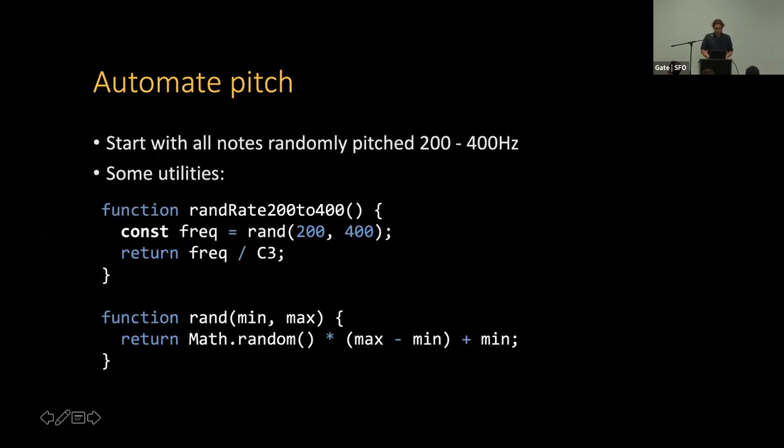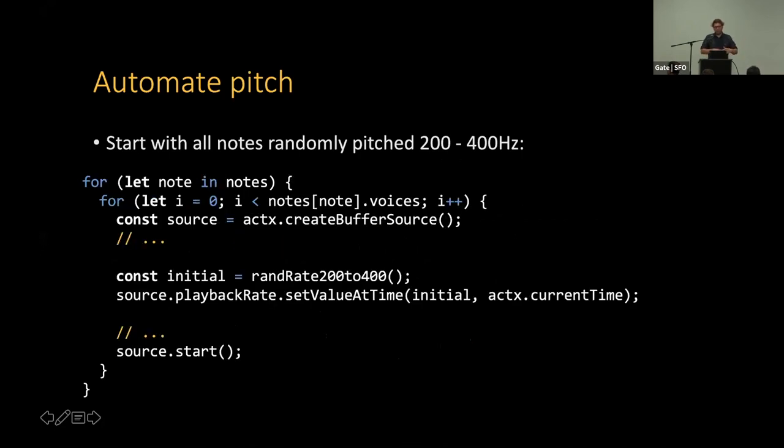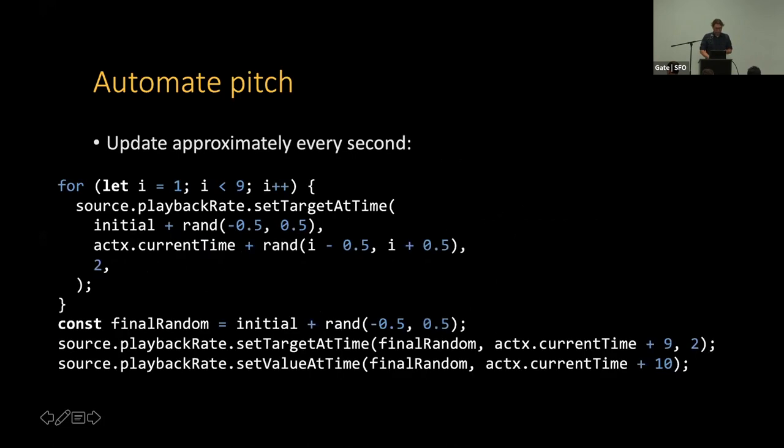A few utilities. We start with a bunch of notes between 200 and 400 hertz. Then for every second between the first and the 10th, we give each note a new value. It's not exactly on the 1 second because I wanted a little bit of random stuff going on, so not everything is updated every second. First of all, it's a random pitch, then a random value of the frequency and time. At the end, you give it the final value that is the big chord.